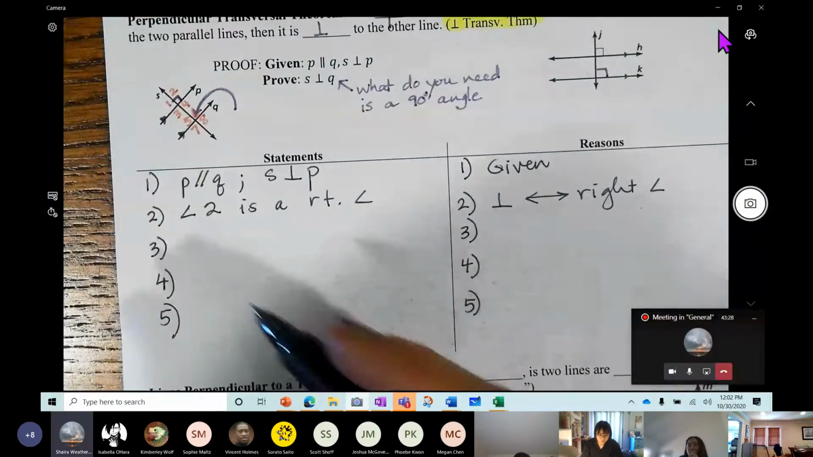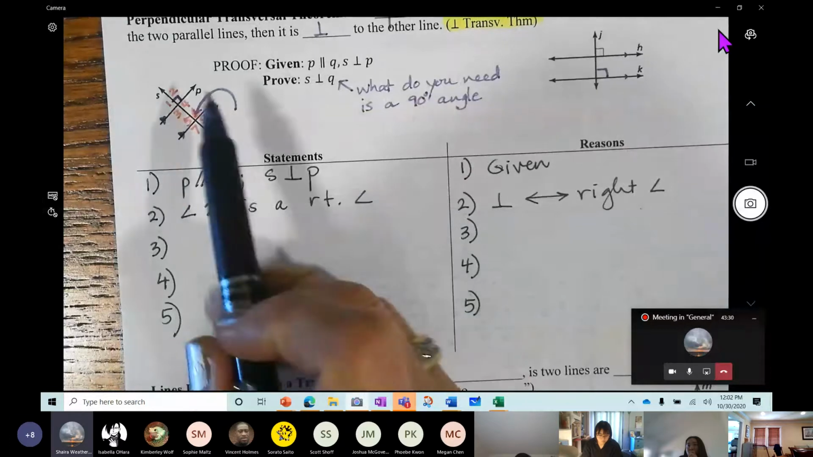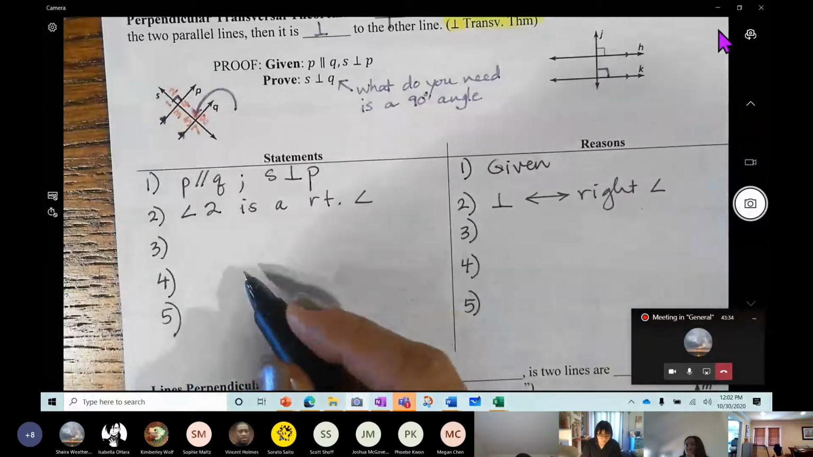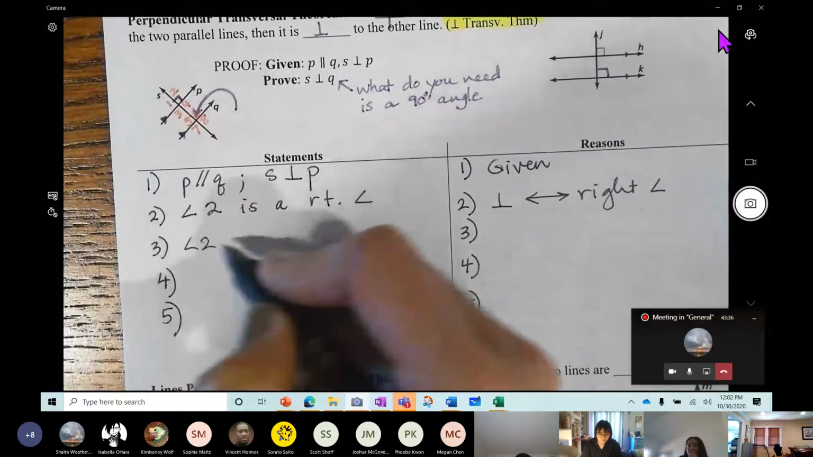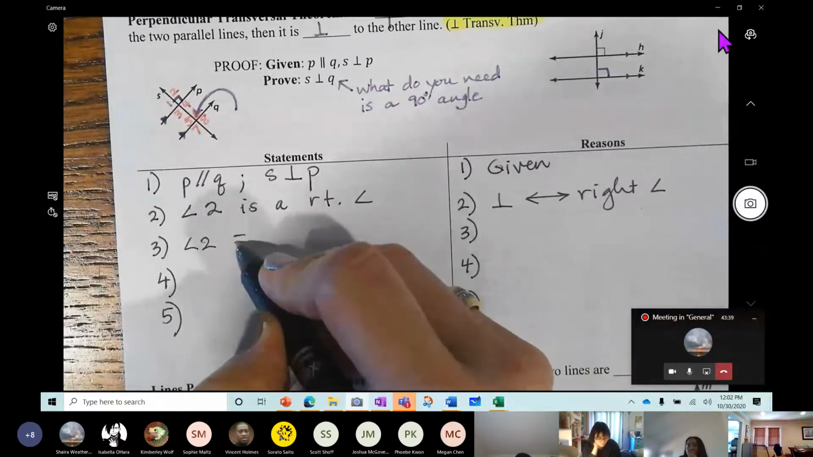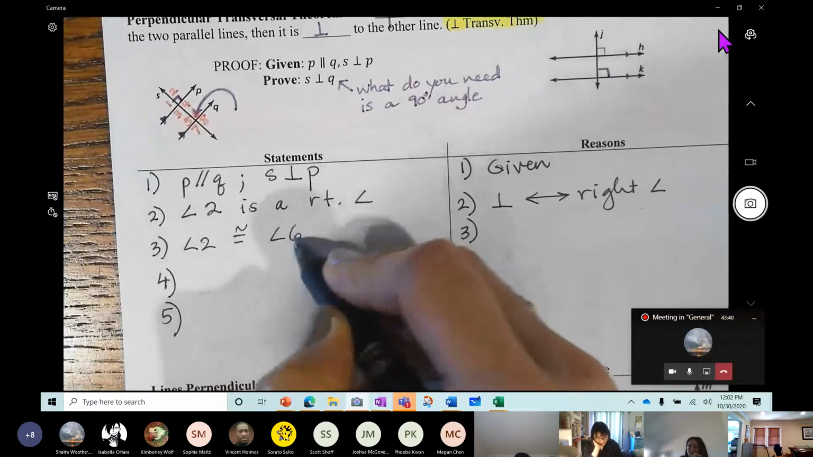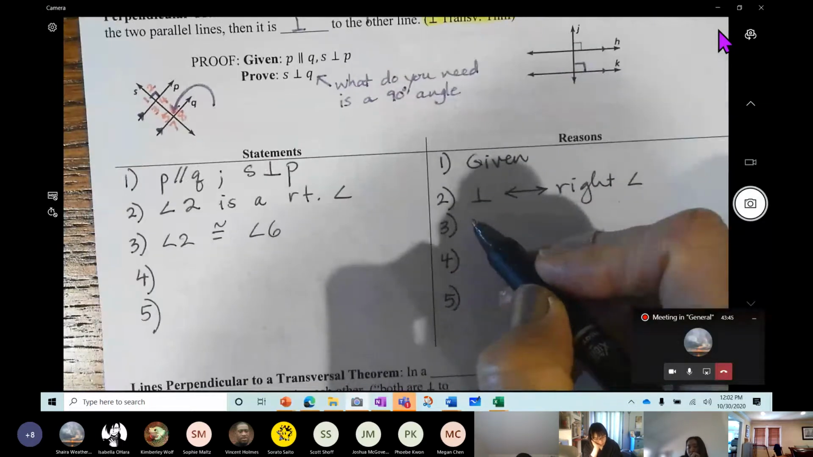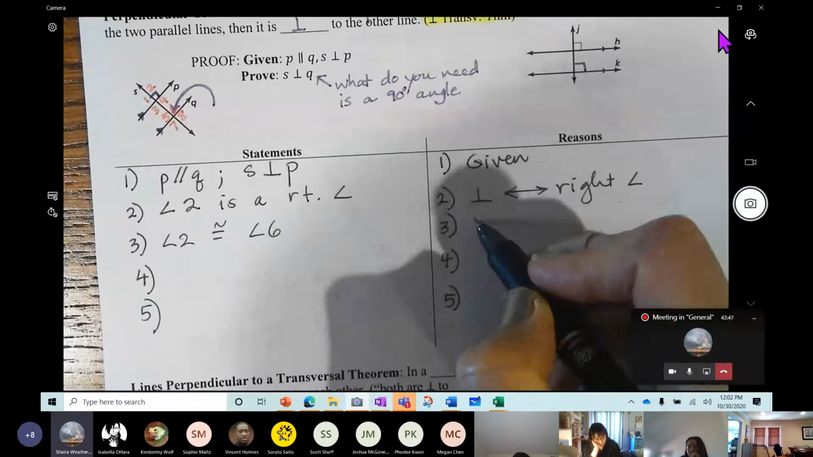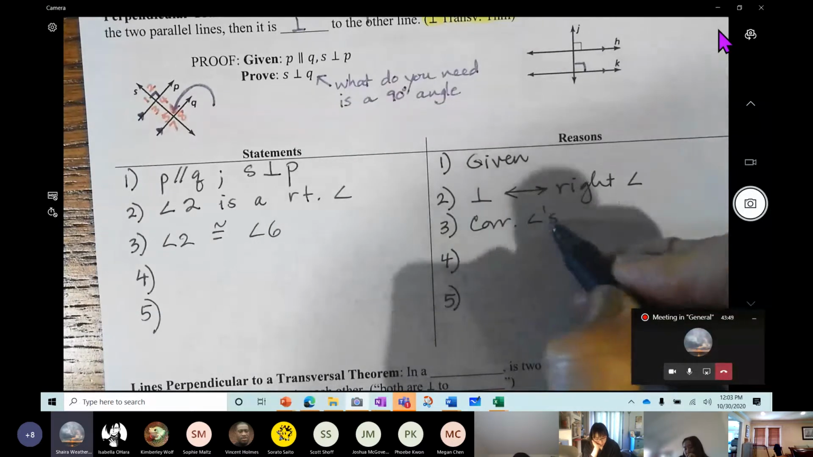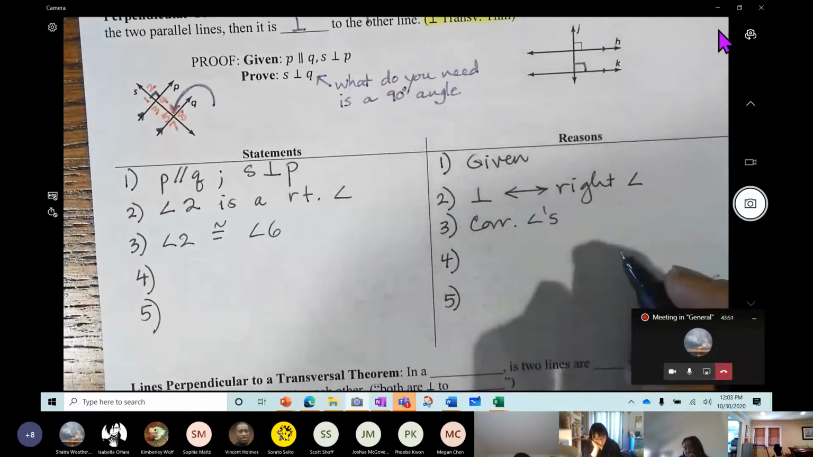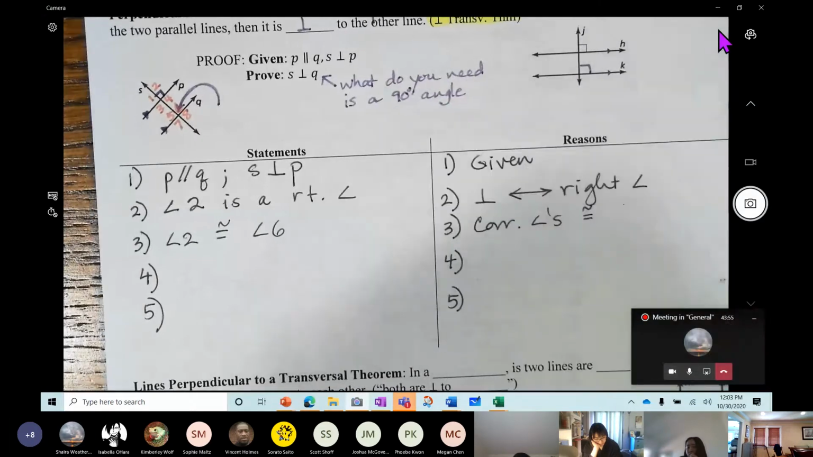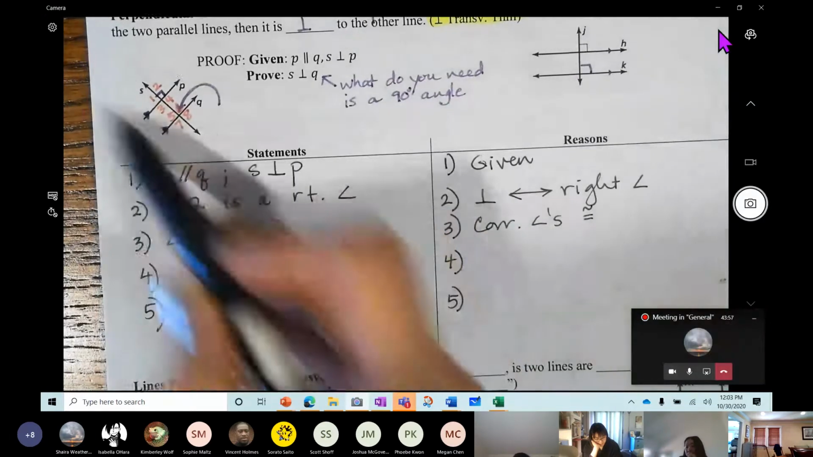Angle 6. 2 and 6. Yes, you can do it that way. Angle 2 is congruent to angle 6. Why can we say that? Because they're corresponding angles. That's it. Corresponding angles are congruent. Because we did get parallel, and that's our transversal.